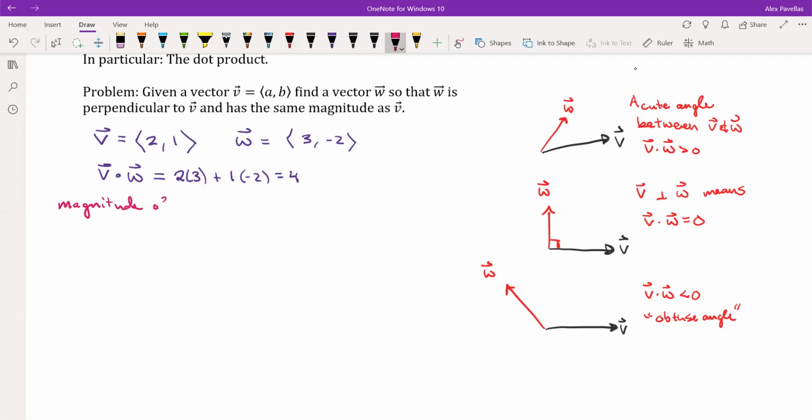Magnitude of a vector, that's given by the Pythagorean theorem. So if V is equal to AB, then the magnitude or length of V would be just the square root of A squared plus B squared. And notice that we would interpret this as how long the vector is. All right. Okay.